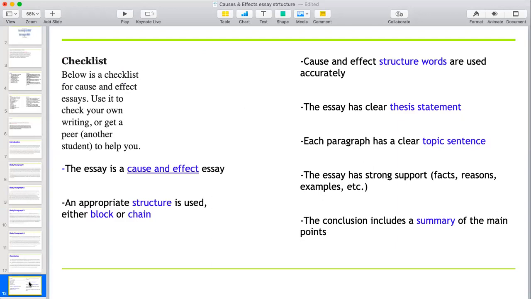Does the essay have a clear thesis statement? Yes. Yes, but it was not restated. The introduction only. Very good. It was not restated in the conclusion, and that's a problem.